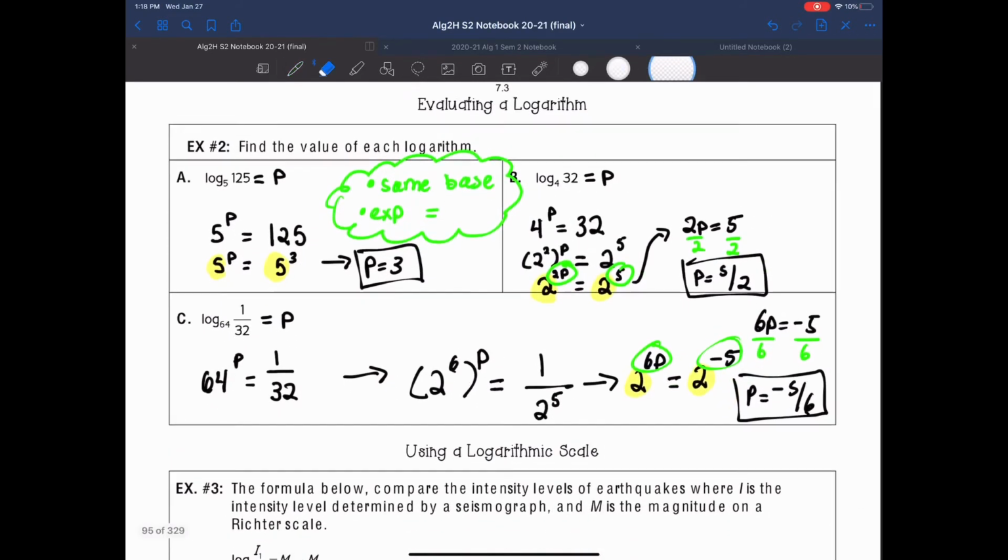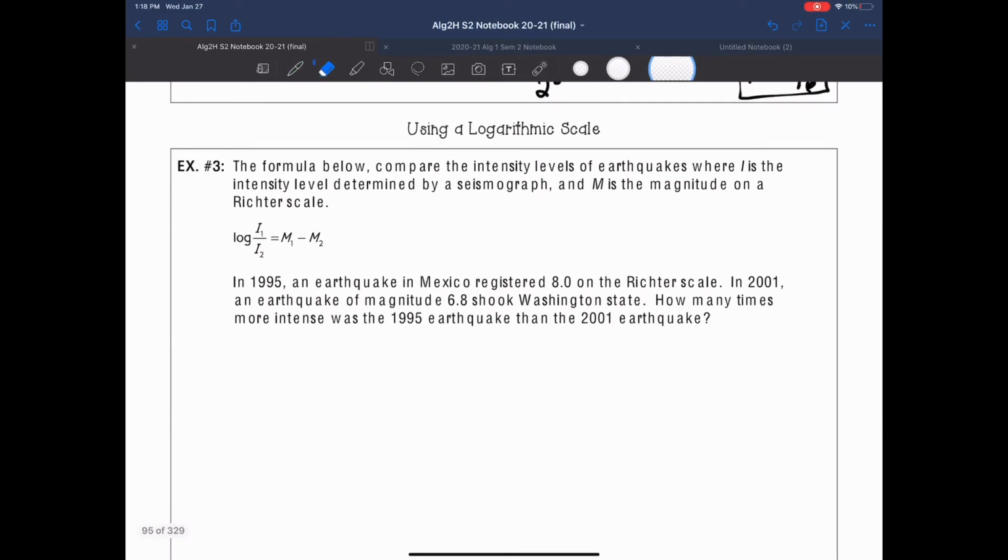Let's move down to a word problem, because I know we've all been eagerly awaiting this word problem. Woo! So using a logarithmic scale, let's do example number 3. The formula below compares the intensity levels of earthquakes, where I is the intensity level determined on a seismograph and M is the magnitude on the Richter scale. So we have the formula given to us: log of I sub 1 over I sub 2 is equal to M sub 1 minus M sub 2.